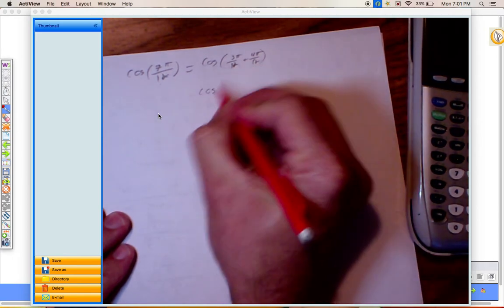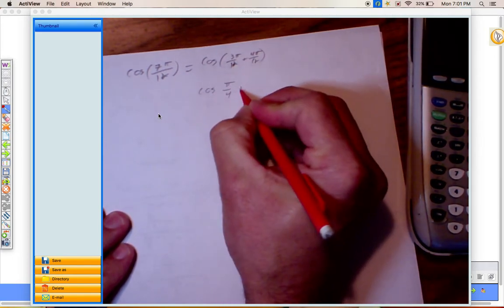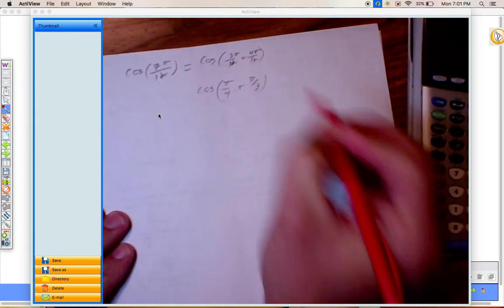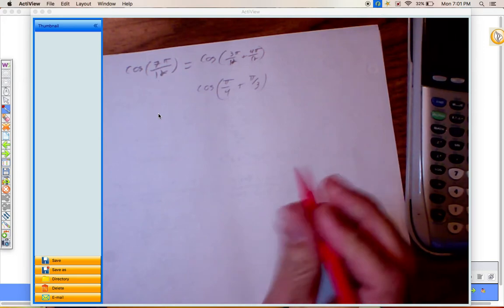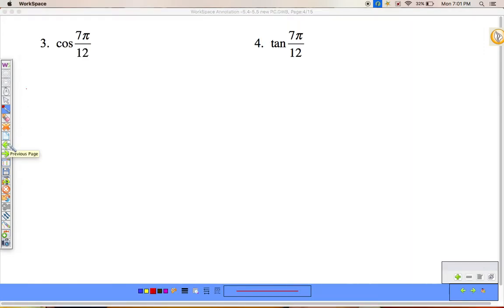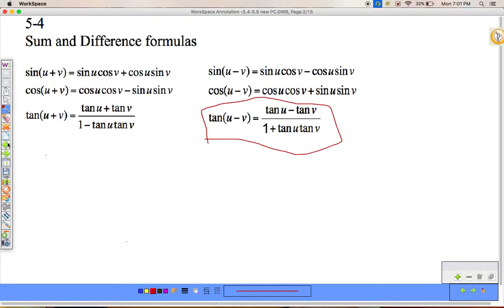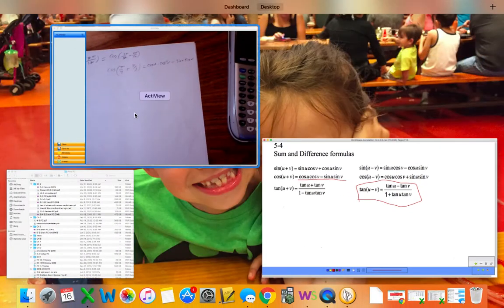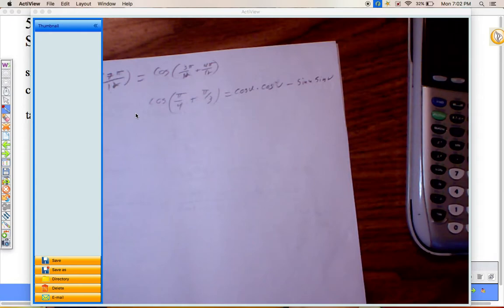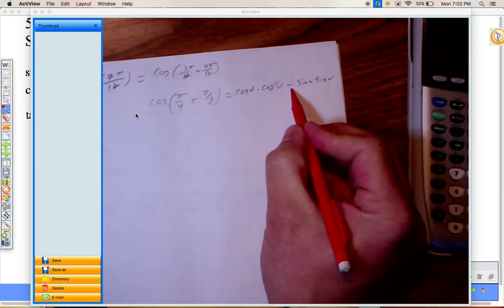So that's the cosine of 3 over 12, which is pi over 4, plus 4 over 12, which is pi over 3. Now I have two good angles that I can use to go into the formula. Going back to cosine of two angles added together, I'm going to go cosine u, cosine v, minus sine u, sine v. And that's the formula. Since I'm adding, cosine, cosine, the opposite, minus sine, sine.